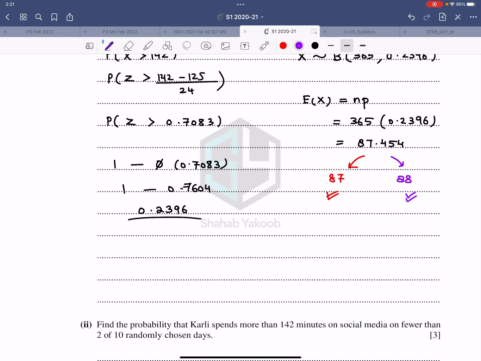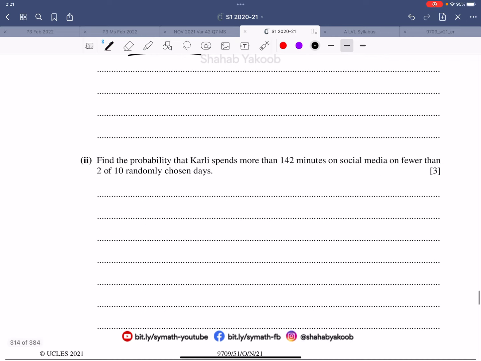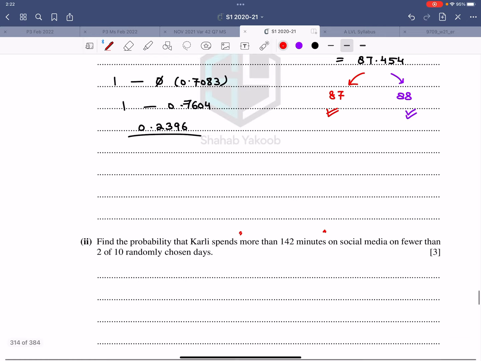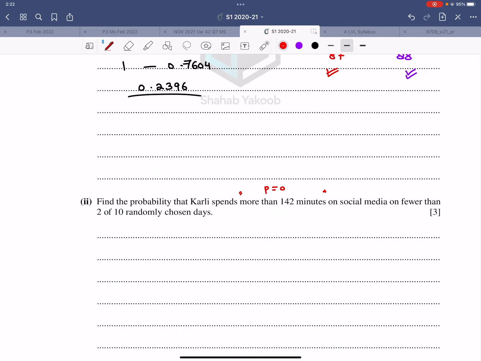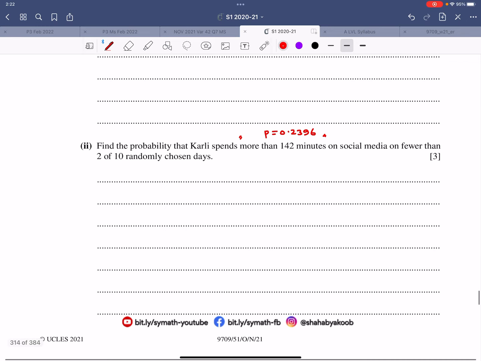Next question. Find the probability that Carly spends more than 152 minutes on social media on fewer than 2 out of 10 randomly chosen days. So this statement, more than 142 minutes, is what you just calculated. This probability is 0.2396. And on fewer than 2 out of 10 randomly chosen days. Y follows a binomial distribution 10, 0.2396.